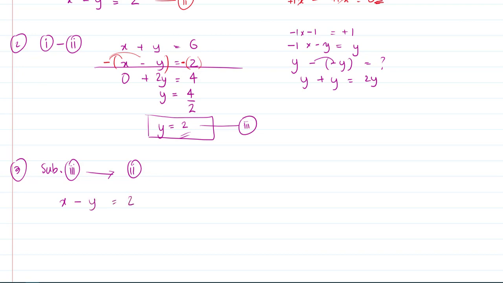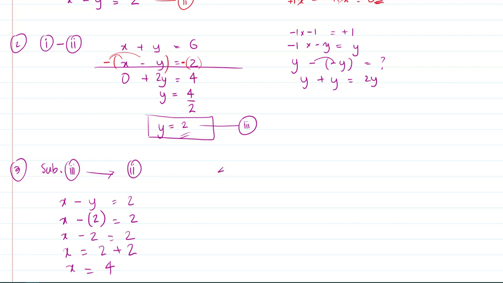So x take away y equals 2. Now if I want to plug this in, y is equivalent to 2, right? So this becomes x take away 2 equals 2. Then if you take 2 to the other side, what do you have? 2 plus 2, your x becomes 4.